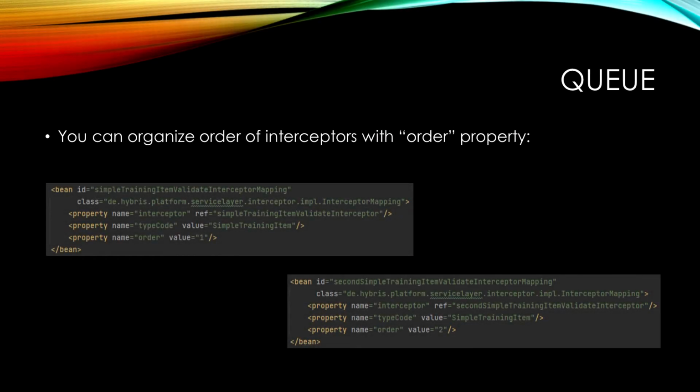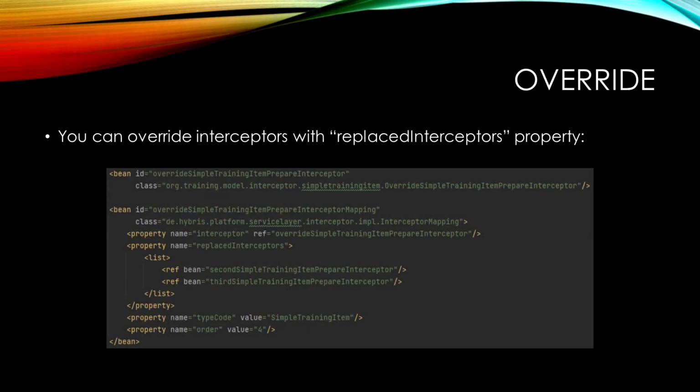You can have several interceptors of the same kind that are arranged in a chain. Their order is controlled using the Order property from the Interceptor Mapping class. There is also a possibility to replace interceptors from parent extensions using the Replaced Interceptors property.